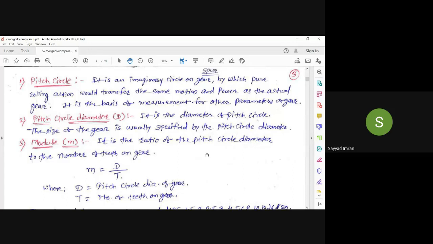Next important terminology is module. Module is denoted by the letter small m. These terminologies you have to remember; in the oral exam they will definitely be asked.